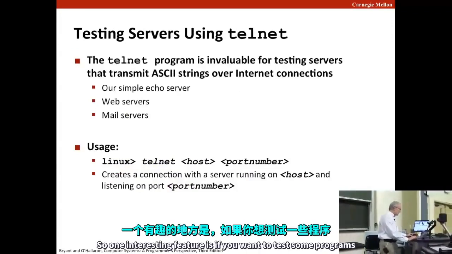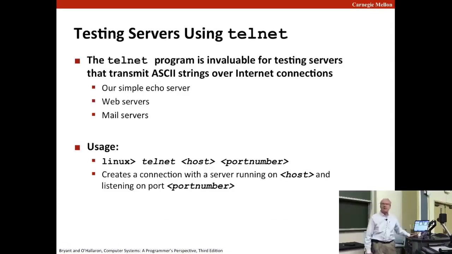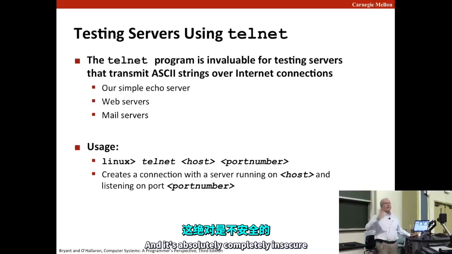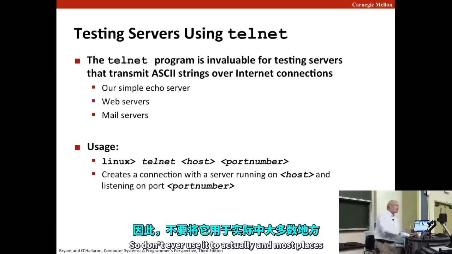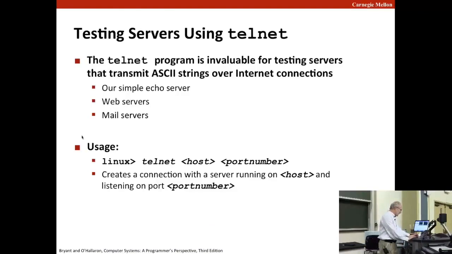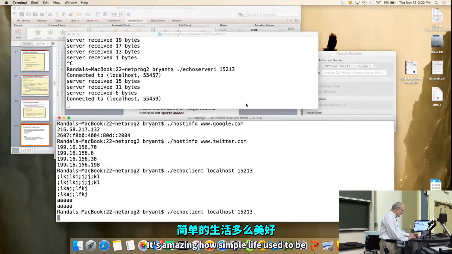So one interesting feature is if you want to test some programs, you can use a program called Telnet, which used to be the old-fashioned way you used before SSH. This is how you communicated with other machines. And it's absolutely, completely insecure. So don't ever use it, and in most places, you can't even make a connection to another machine using Telnet. It's amazing how simple life used to be.